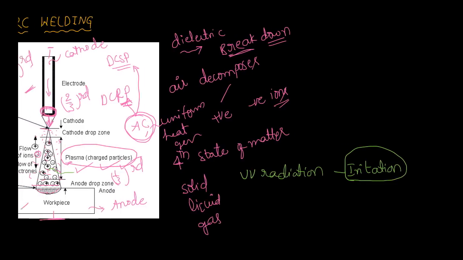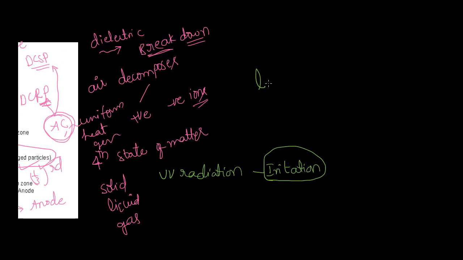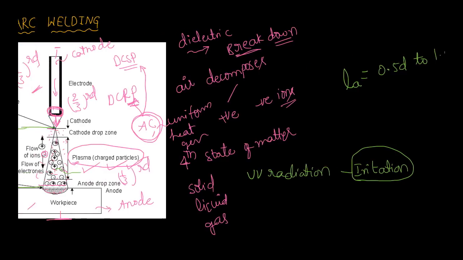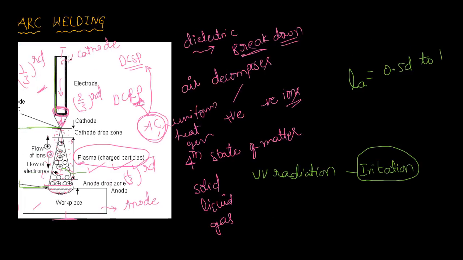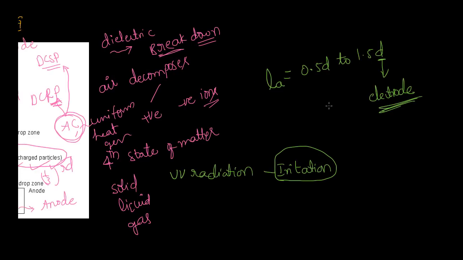Okay, and then come to the arc length. So what is the arc length? Generally, the arc length is designated as LA, 0.5 times the diameter to 1.5 times the diameter. So what is the diameter? Diameter is nothing but the diameter of the electrode material. Generally the arc length has to be maintained within these limits. Otherwise the connection will be lost and the arc will be lost.